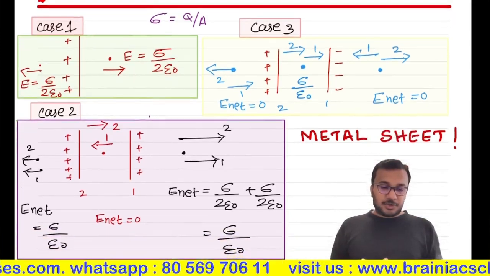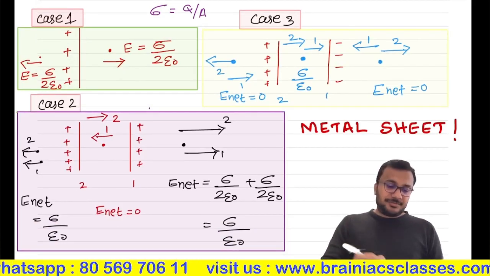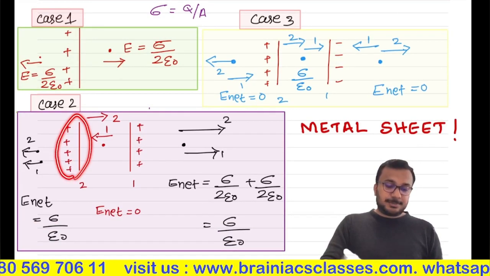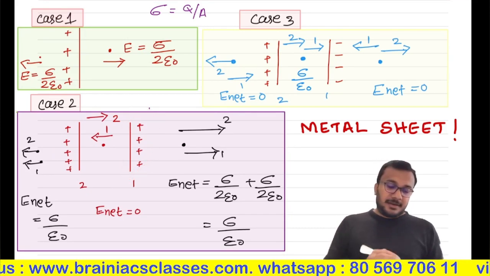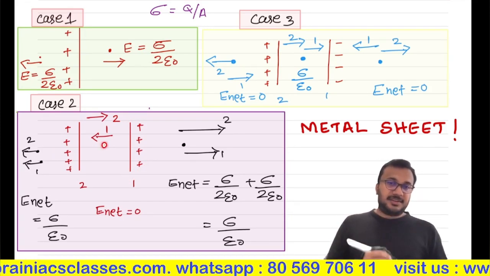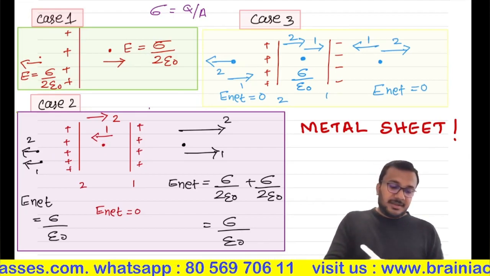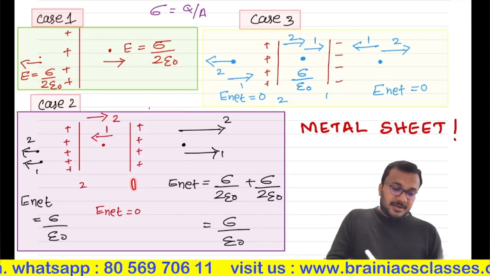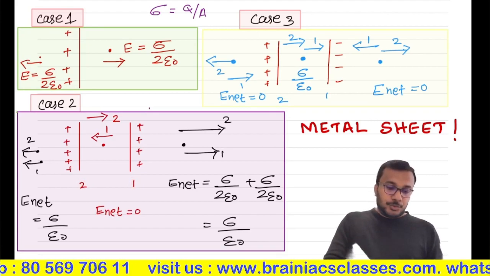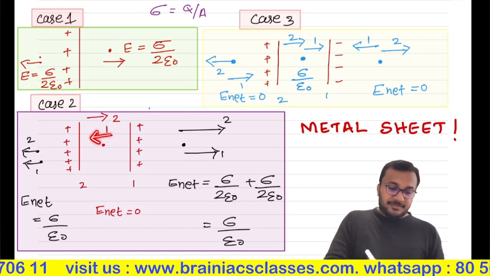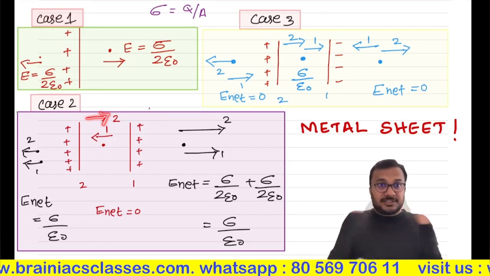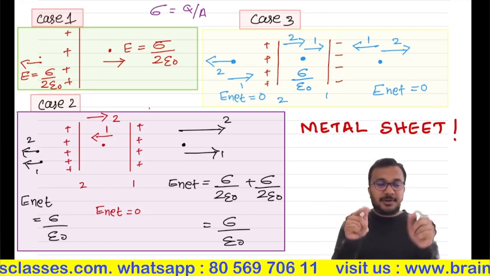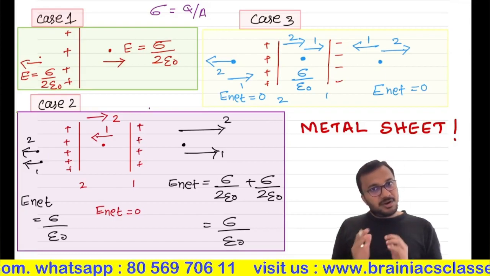Look into case number 2. The difference is that we have two charged sheets, one is plus and another is also plus. Both are plus. Now I have taken sheet number 1 here and sheet number 2 here. Due to sheet number 1, electric fields are going away. Due to sheet number 2, electric fields are going out from sheet number 2, and from sheet number 1 also.